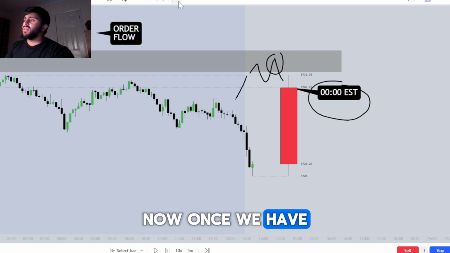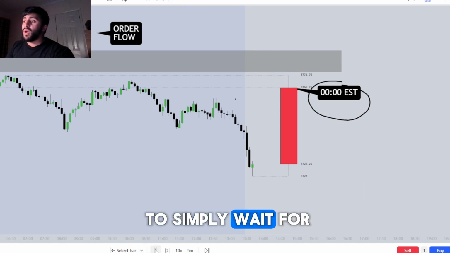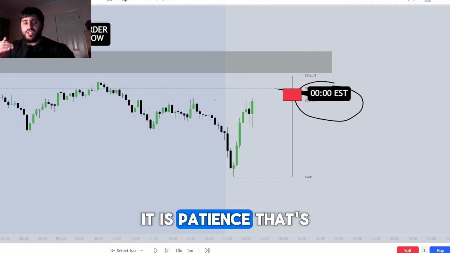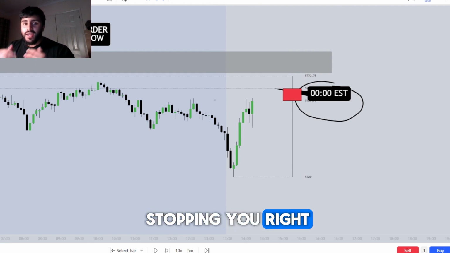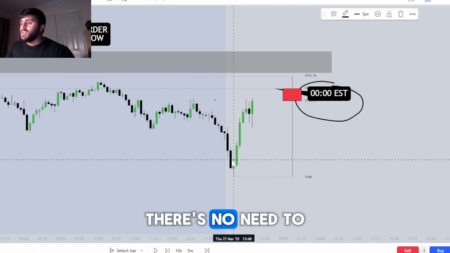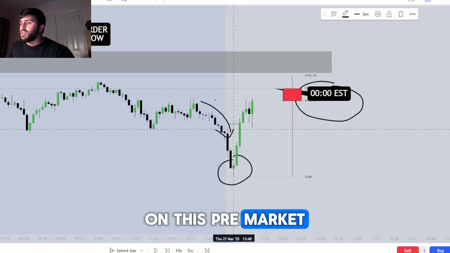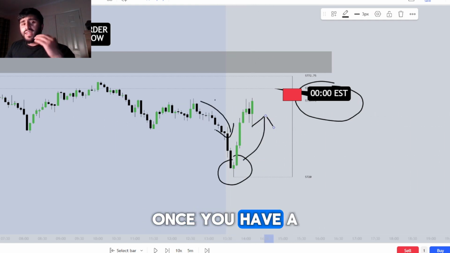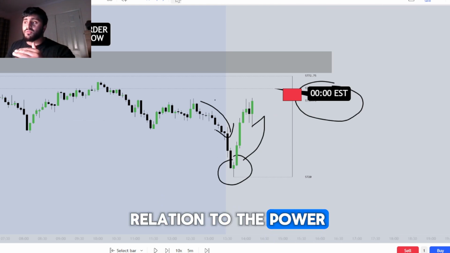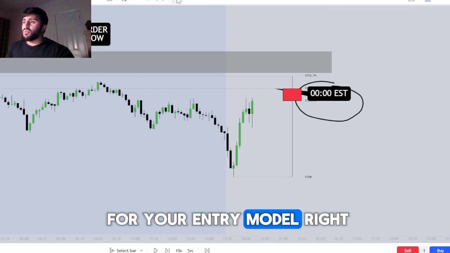Now, once we have that in place, the next thing is to simply wait for your entry, right? So I made a tweet yesterday and I want traders to understand it is patience that's stopping you. It's your patience that's stopping you from executing good trades, because there's no need to catch every move. There's no need to catch this move on this pre-market move and this move up here, right? Once you have a key level and you know exactly what to look for at key levels in relation to the power of 3, you just got to wait for your entry model, right? You just got to wait.